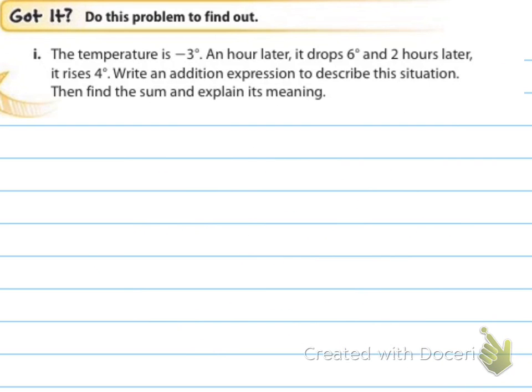All right, now you're going to do I. The temperature is negative 3. An hour later it drops 6 degrees, and 2 hours later it rises 4 degrees. Write an equation that expresses and describes the situation, then find the sum and explain its meaning.